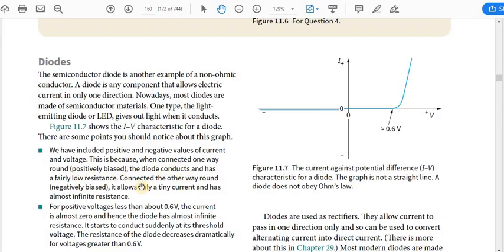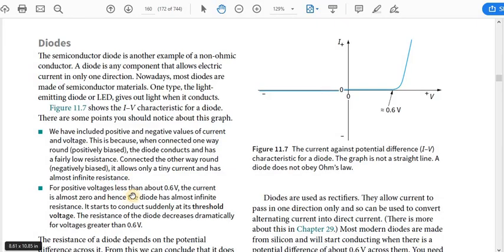The diode conducts and has a fairly low resistance. Connected the other way around, negatively biased, it allows only a tiny current and has almost infinite resistance. For positive voltages less than about 0.6, the current is almost zero, and hence the diode has almost infinite resistance. See, up to here. It starts to conduct suddenly at its threshold voltage.